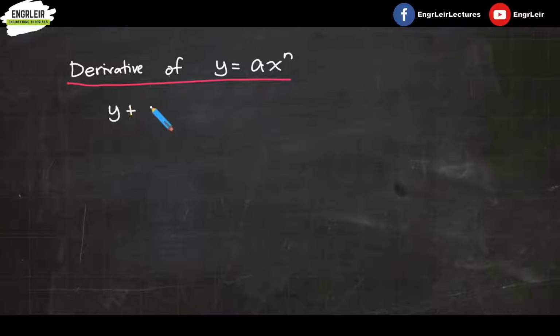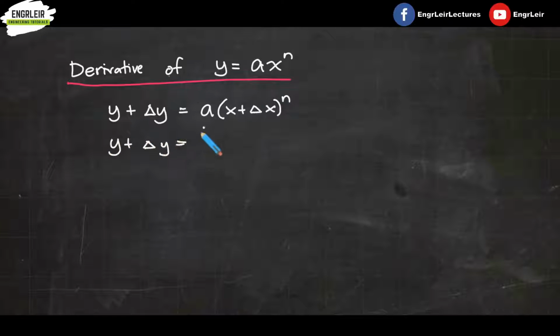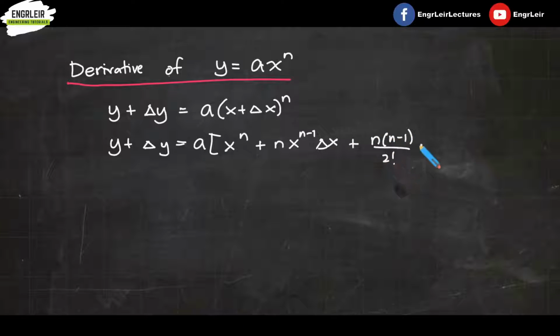Di ba yung steps natin? We introduce some small changes sa y at saka sa x. So this becomes a times (x plus delta x) raised to n. Now, using binomial expansion, pwede nating i-expand to as x raised to n plus n times x raised to n minus 1 delta x plus n times (n minus 1) over 2 factorial, then x raised to n minus 2, then delta x squared, and so on hanggang sa delta x raised to n. Yan yung binomial expansion ng binomial na to.